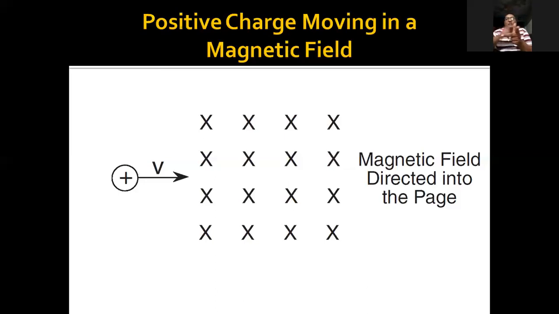My thumb is pointing upward. So what will happen when this positive charge comes into this field? It will be deflected in the upward direction. When it enters this magnetic field, it will not go straight. By applying the left-hand rule, I am able to tell in which direction this positively charged particle will be deflected. And remember, this left-hand rule is based on positive charges. It's about the conventional current.